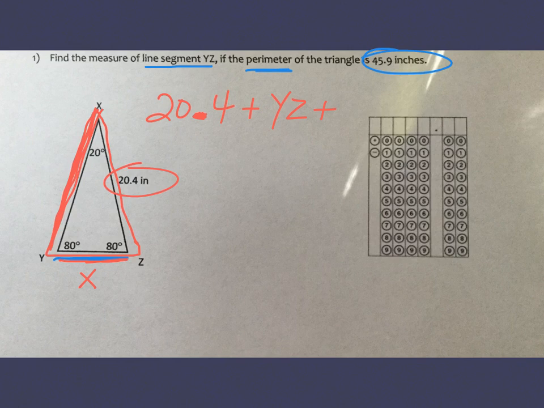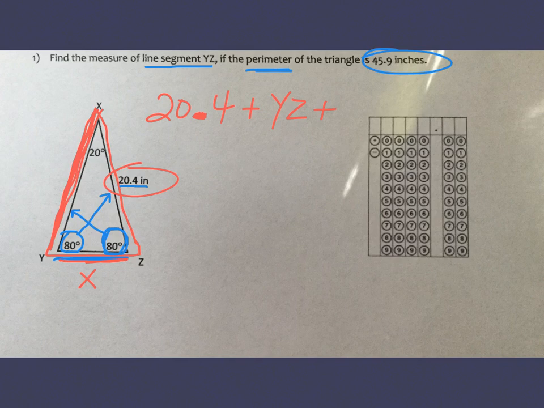Look down here at these angles. See this angle here at angle Y? It's 80 degrees, and it's directly across from this side. 80 degrees at angle Y is directly across from 20.4. Now look at the angle at angle Z. Exactly the same measure. It is directly across from side XY.